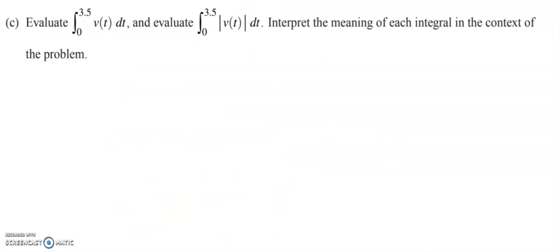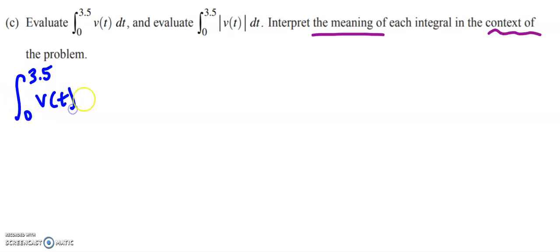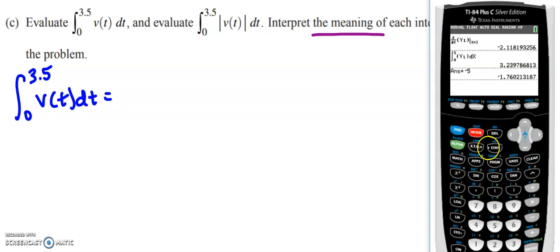Let's see what part C says. Evaluate from 0 to 3.5 v of t and from 0 to 3.5 the absolute value of v of t. Interpret the meaning of each integral in the context of the problem. So remember, context means you have to reference the story that's being told. So I'm going to start with finding the integral from 0 to 3.5 of v of t dt. I'm just going to do that with my calculator.